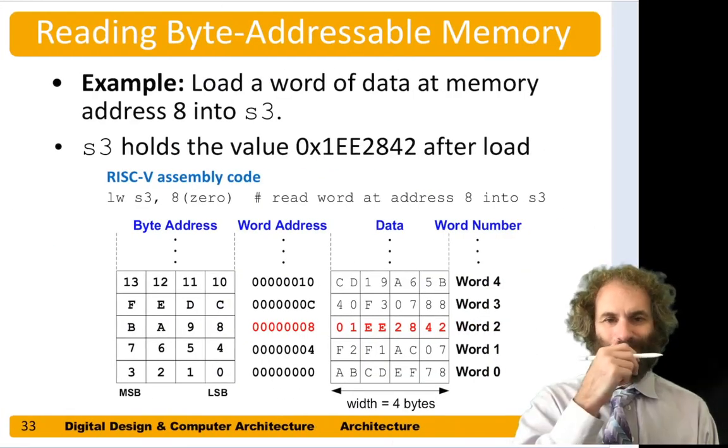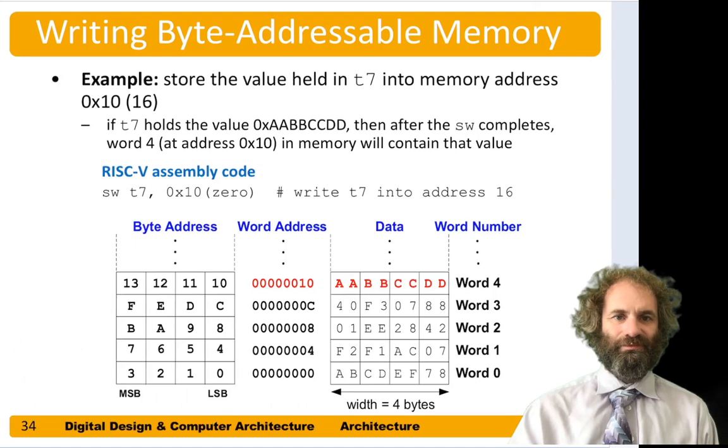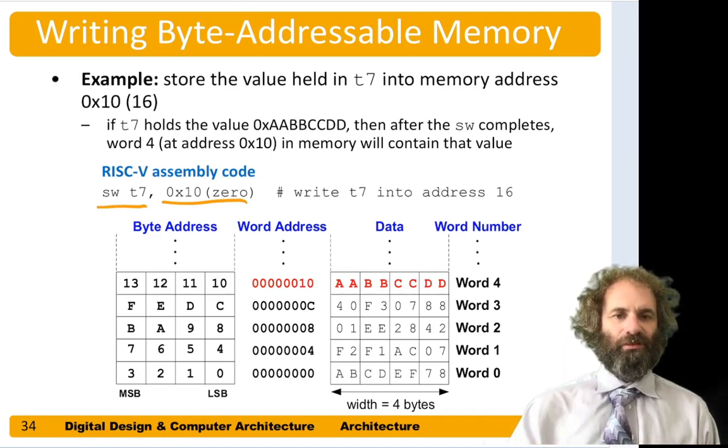Let's do an example. Suppose we wanted to read the second word again. Now it's load word s3, 8(0). This is the correct code on RISC-V, and we would read the value at address 8 and put it into s3. Similarly, if we want to write to an address, we could do a store word t7 into address 0x10(0). That's address hex 10, which is the fourth word in memory. And we would put in the value from t7.